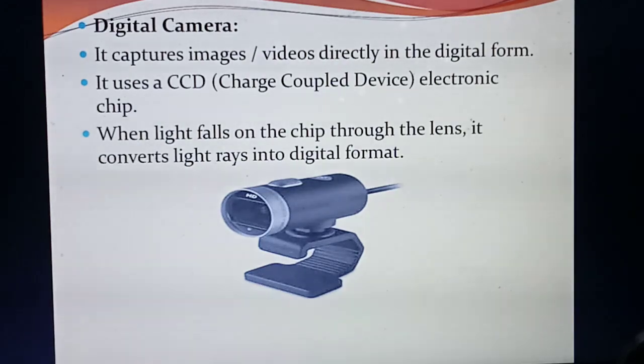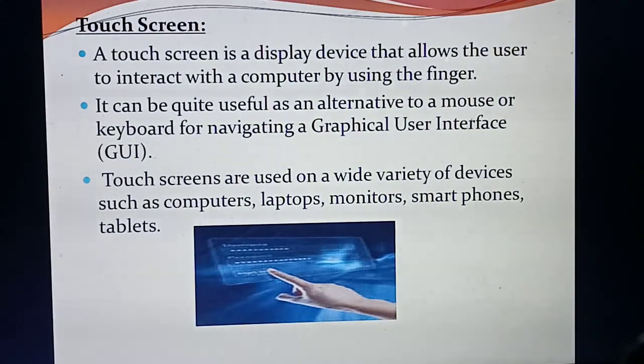Understood about digital camera? This is an input device. The next one is a touch screen. Okay, so touch screen is a display device.